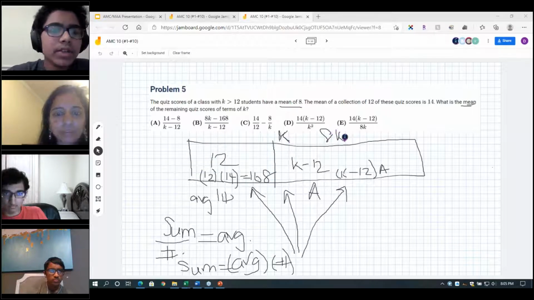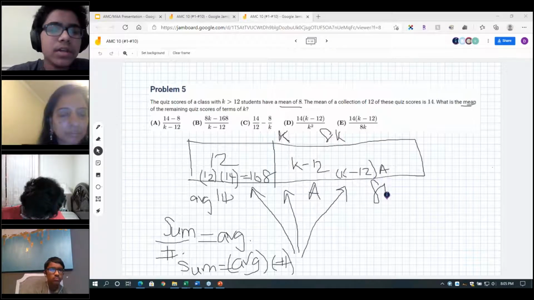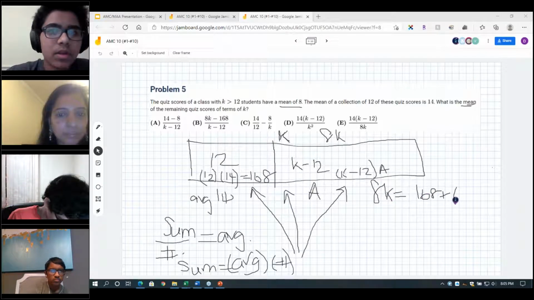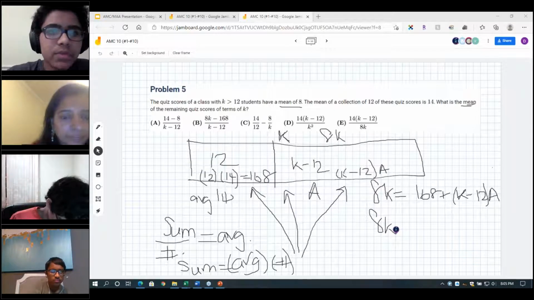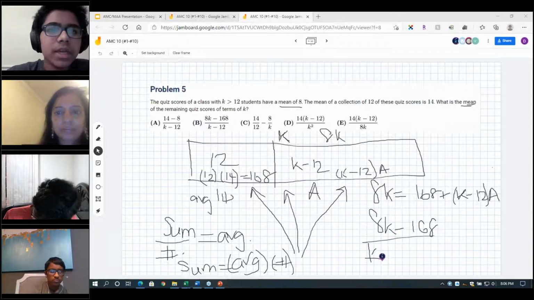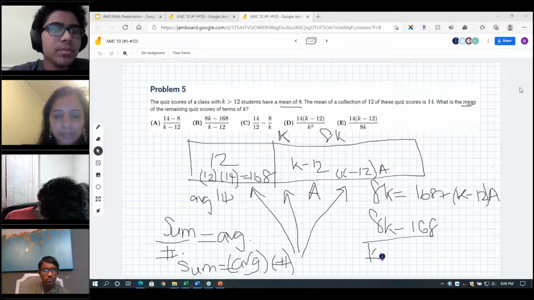So the sum of all of them is 8 times K. Now we can equate these two. So 8K, which is the sum of all quiz scores, is equal to 168 plus K minus 12 times A. We can subtract 168 from both sides and divide by K minus 12. So 8K minus 168 divided by K minus 12 equals A. So our average of these remaining quiz scores is 8K minus 168 over K minus 12. So our answer is B.